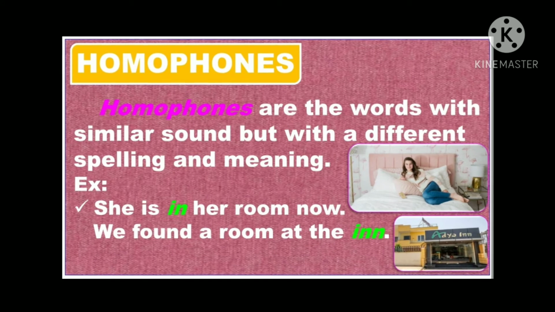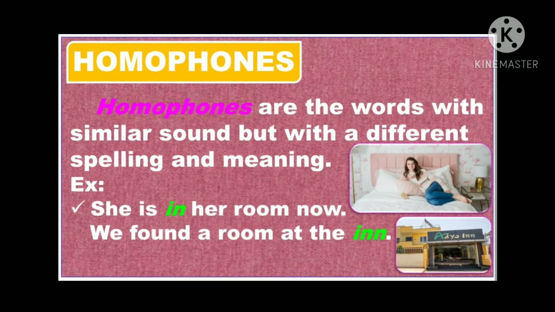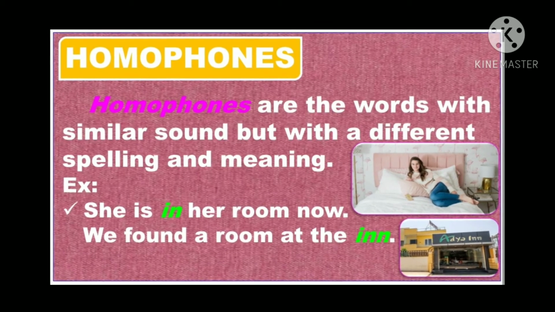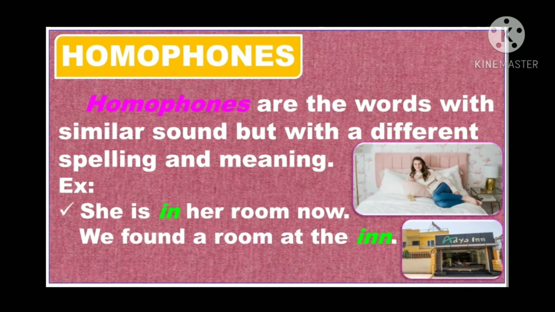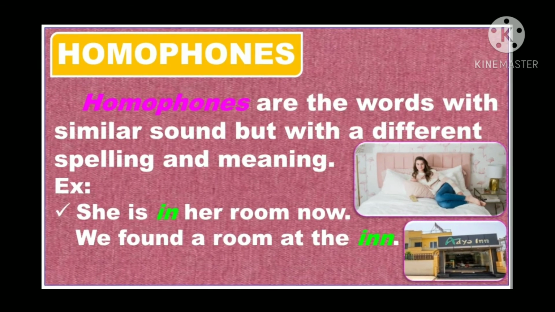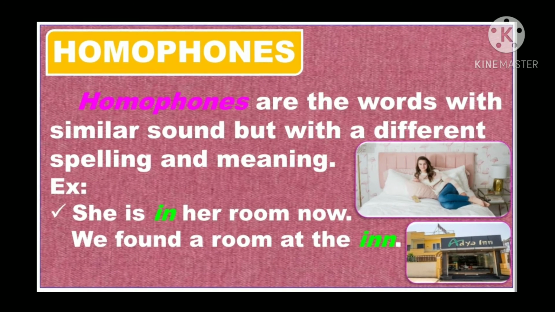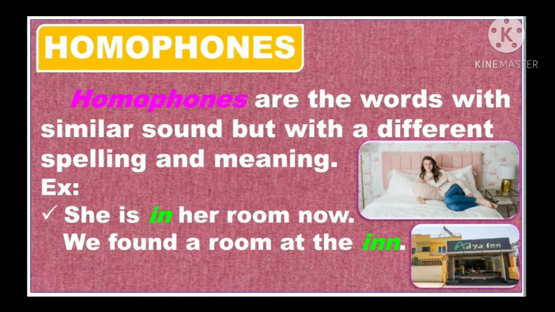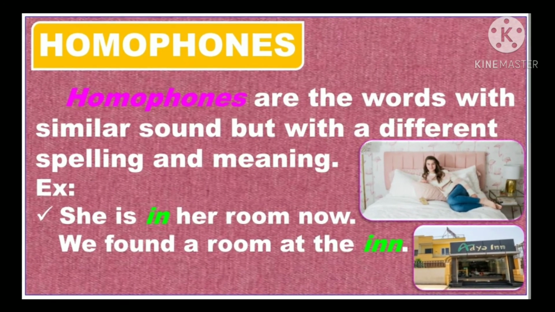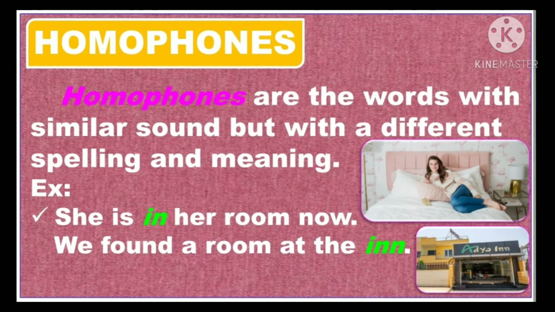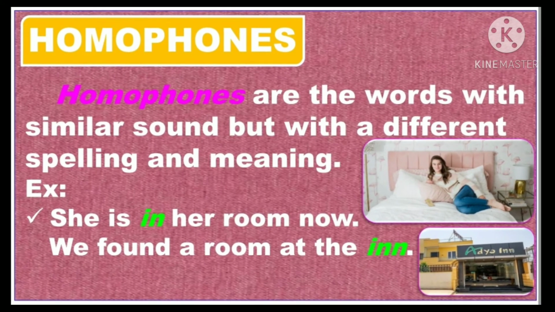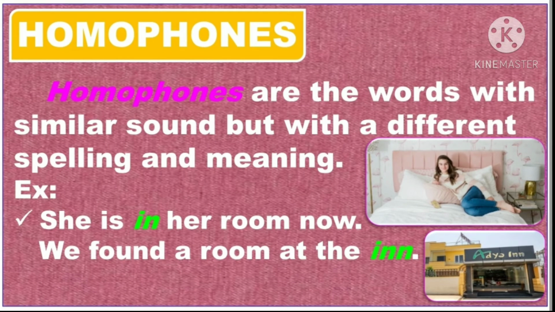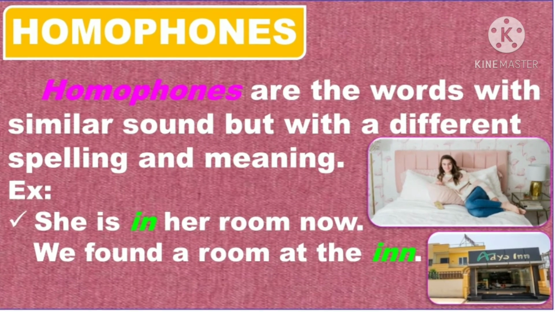Now we see what are homophones. Homophones are words with a similar sound but with a different spelling and meaning. Got it? Okay, look at the example. She is in a room now. And the second sentence, we found a room at the inn. So, the first in is inside the room and the second inn is a lodge.